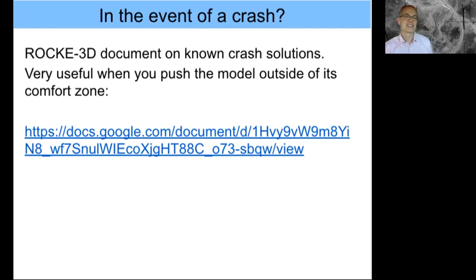So there is this Google document link, which you can click and take a look at. These are solutions to various crashes that we have seen. Sometimes there's nothing you can do. For example, if you get what we call a small MO crash, that means your ocean in a single grid cell has probably frozen to the bottom, and there's not much you can do at that stage. You have to rethink your boundary condition files and restart the model from scratch, unfortunately.